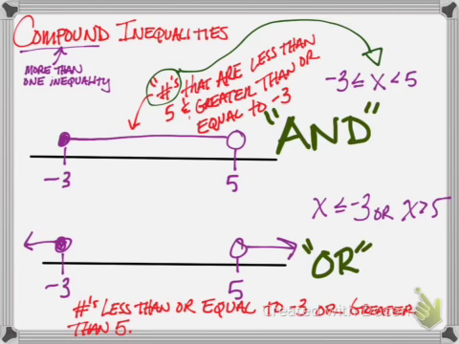Okay. So we have and and we have or. The one on the top is and. It's more restrictive. They both have to be satisfied. Those are numbers that satisfy both of them. We call that the intersection if we're using our set notation. Or is the union. Alright? Symbolized with the U if we're using our set notation.